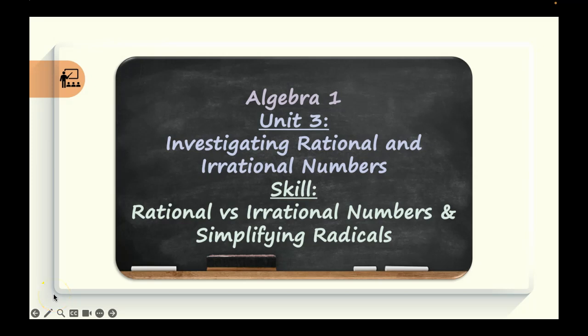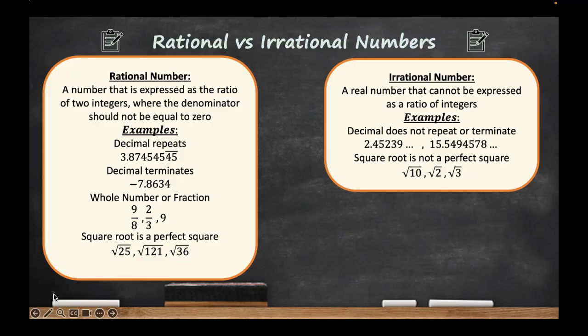For this skill, we'll be looking at rational versus irrational numbers and simplifying radicals. So first, let's discuss the difference between rational and irrational numbers. I'm going to start with irrational because there are only two options when it comes to what makes a number irrational. And pretty much if it's not irrational, it has to be rational.